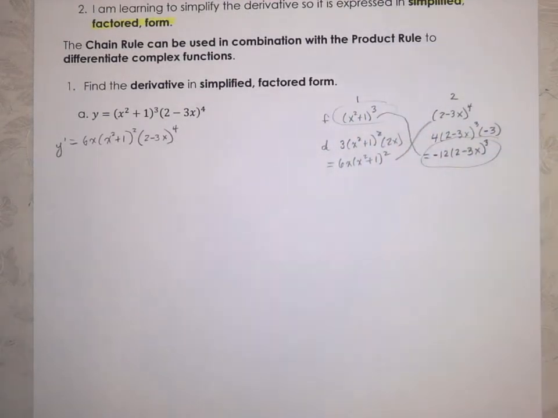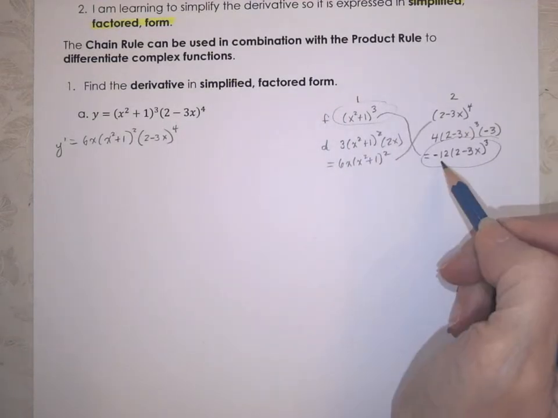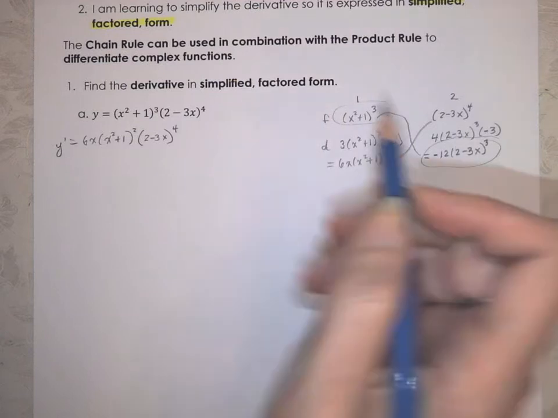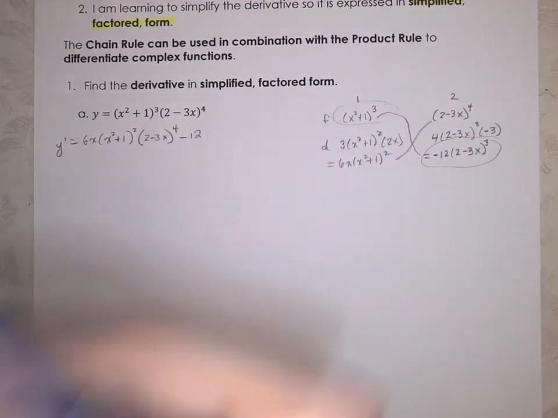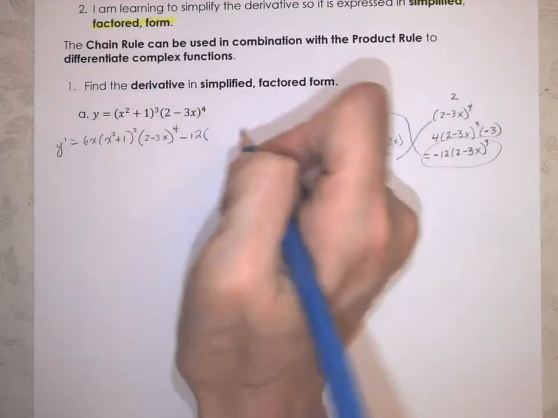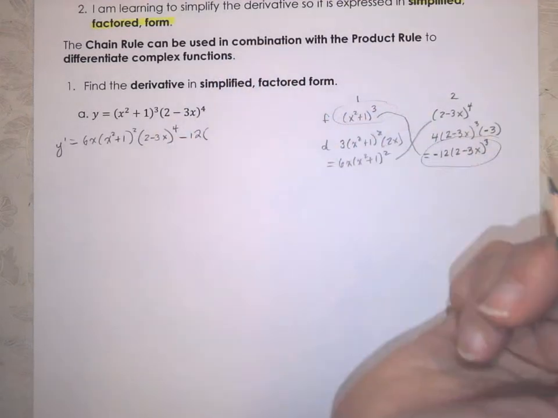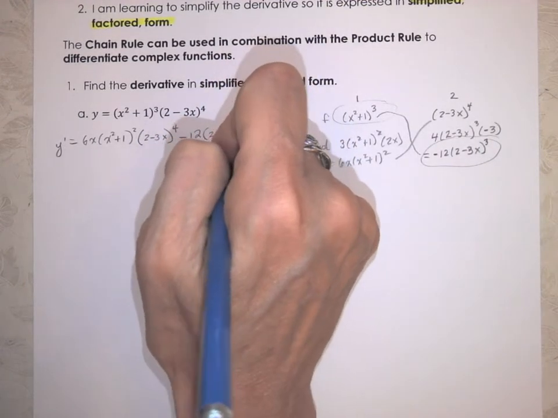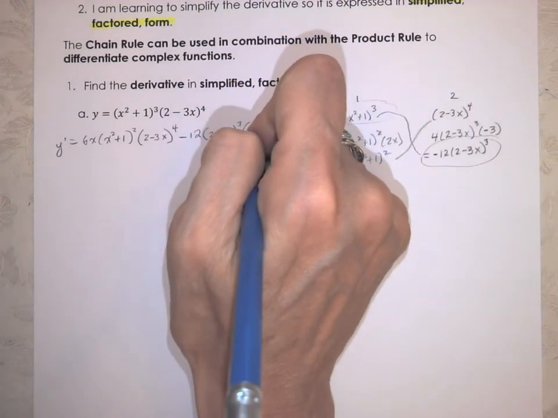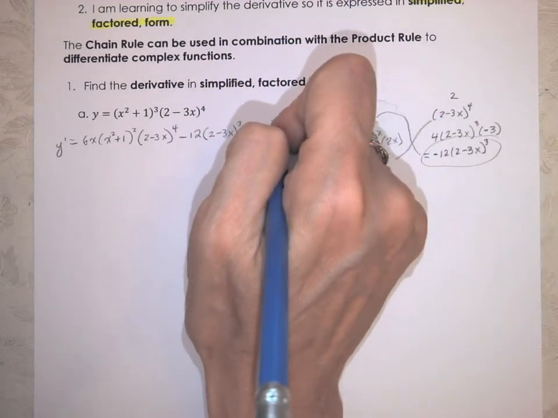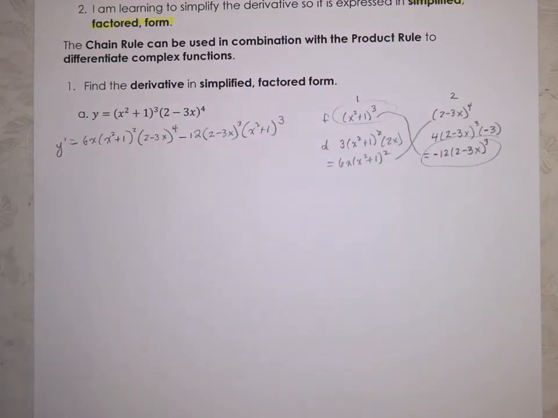I'm multiplying together. Now when I'm multiplying together, it doesn't matter the order I multiply them in. So I'm going to put my monomial term first, and because we're adding negative 12, we're really subtracting. So there's my monomial negative 12. Multiplying by my binomials, doesn't matter what order I put them in here. (2 minus 3x) cubed times (x squared plus 1) cubed. So that's the calculus right there. I've just found the derivative using the product rule combined with the chain rule.